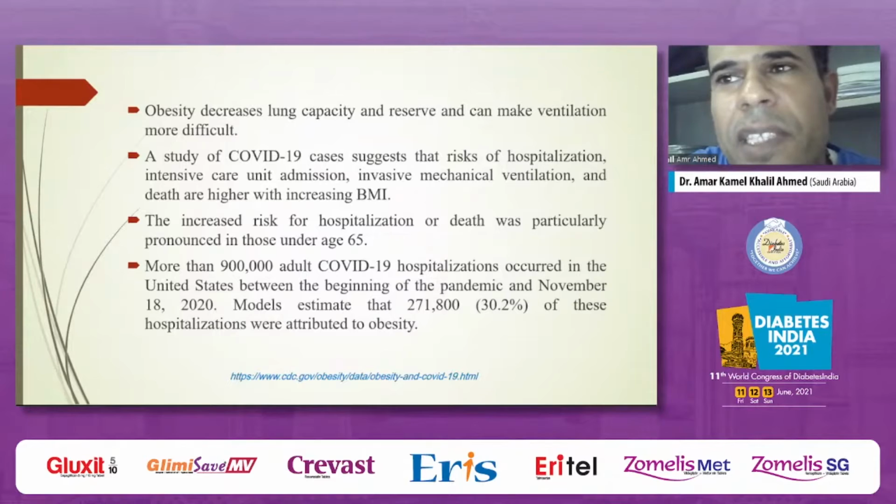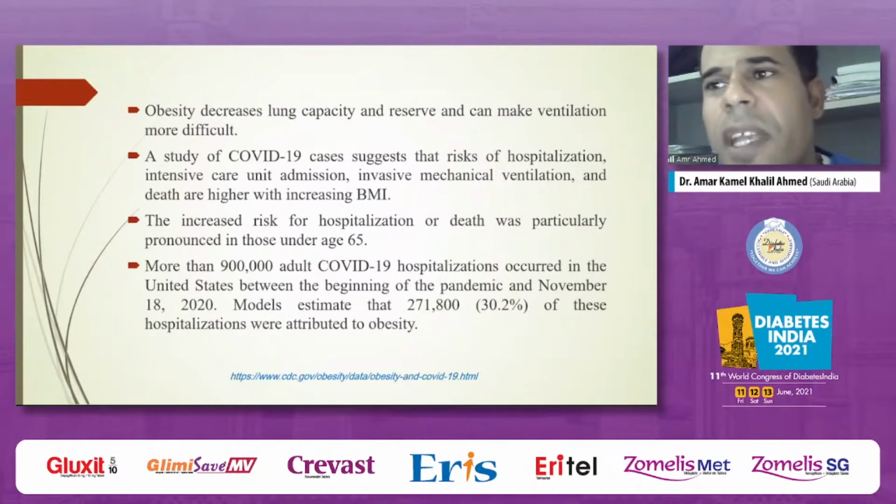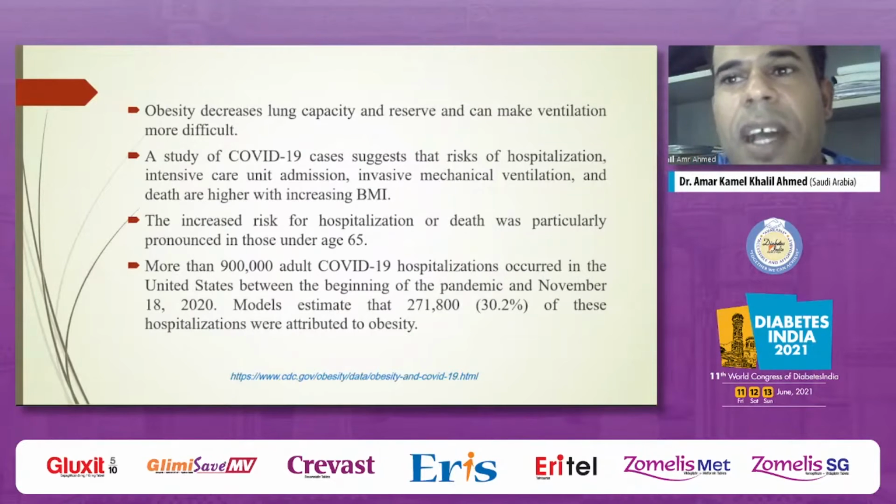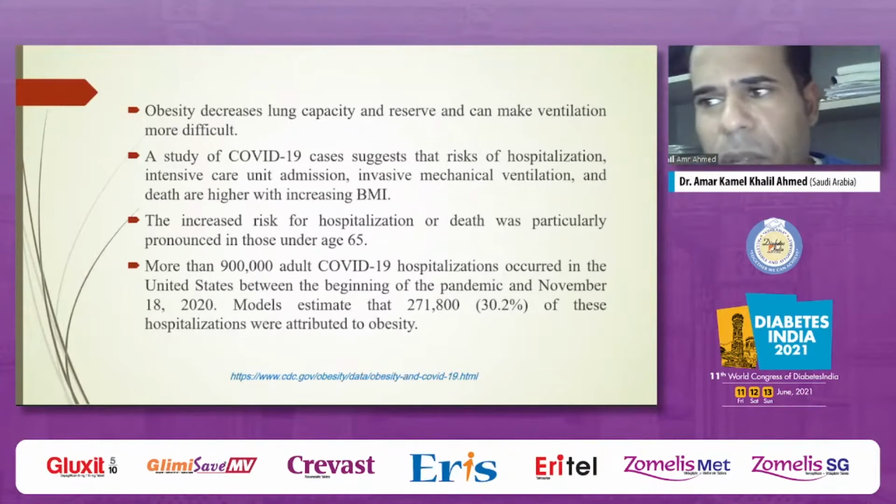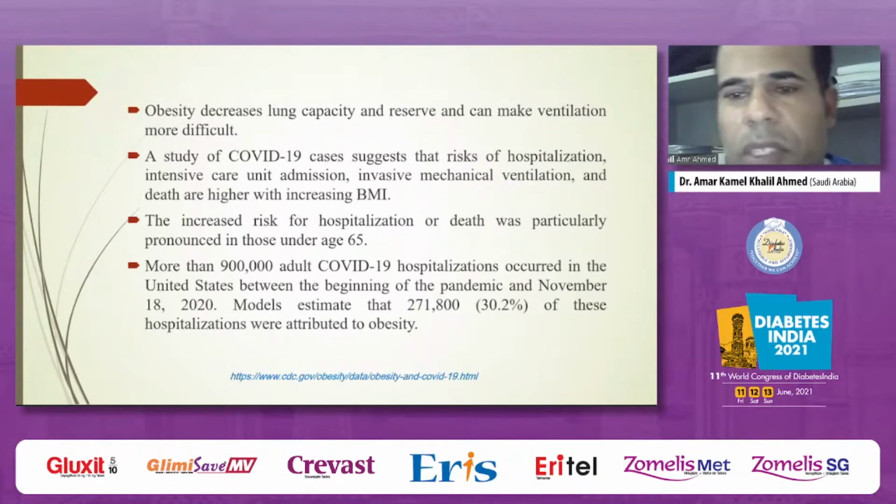A study of COVID-19 cases suggests the risks of hospitalization, intensive care unit admission, invasive mechanical ventilation, and death are higher with increasing body mass index. The increased risk for hospitalization or death was particularly pronounced in those under age 65. More than 900,000 adult COVID-19 hospitalizations in the United States of America between the beginning of the pandemic and November 18, 2020 are estimated, and 30.2% of these hospitalizations were attributed to obesity.